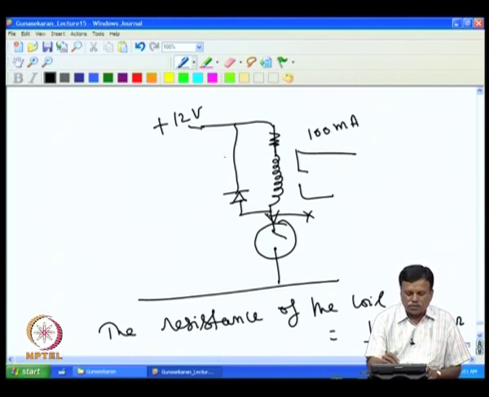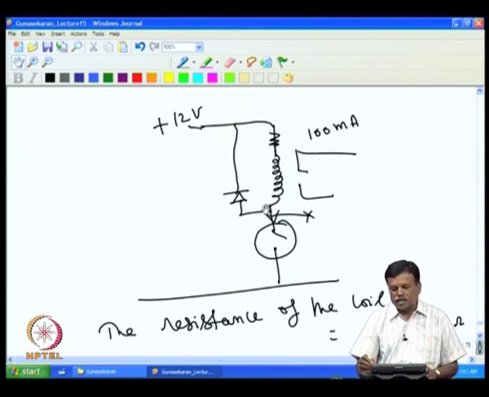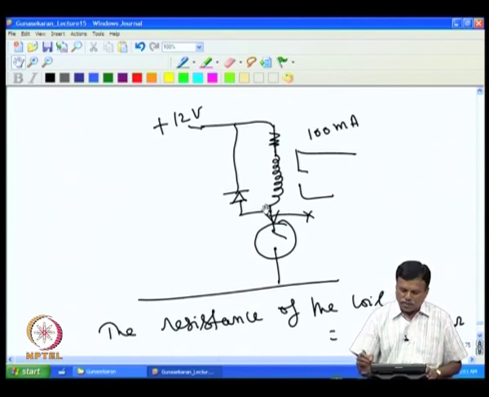It will take some time to circulate and dissipate all the energy, but nevertheless the voltage at this point will not go more than 12.6, because this is 12 and it will be limited to 12.6. So, the device will not go bad. That is the use of this diode.